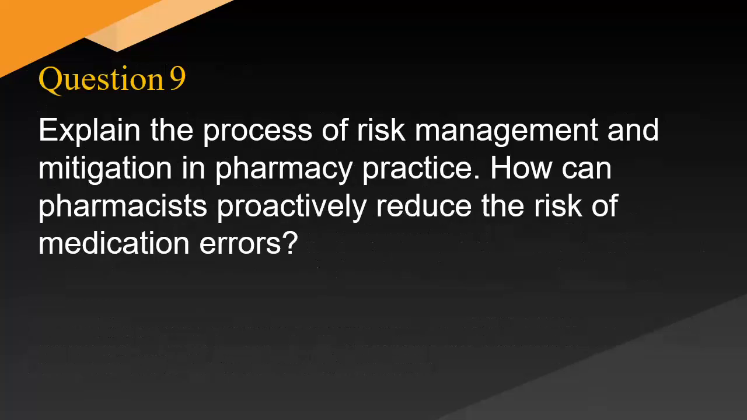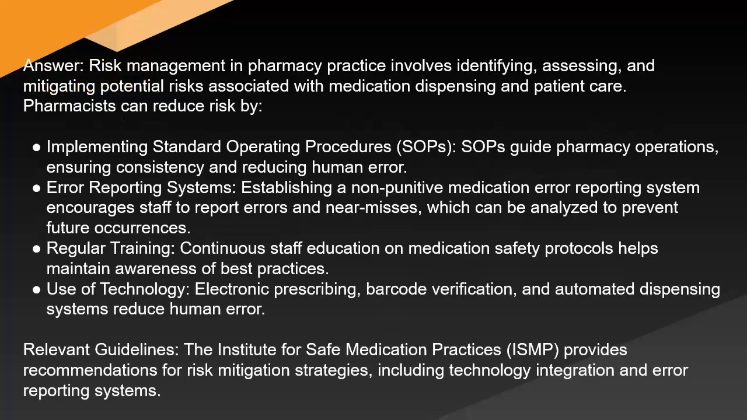prescription errors. Explain the process of risk management and mitigation in pharmacy practice. How can pharmacists proactively reduce the risk of medication errors? Answer. Risk management in pharmacy practice involves identifying, assessing, and mitigating potential risks associated with medication dispensing and patient care. Pharmacists can reduce risk by implementing standard operating procedures. SOPs guide pharmacy operations, ensuring consistency and reducing human error.